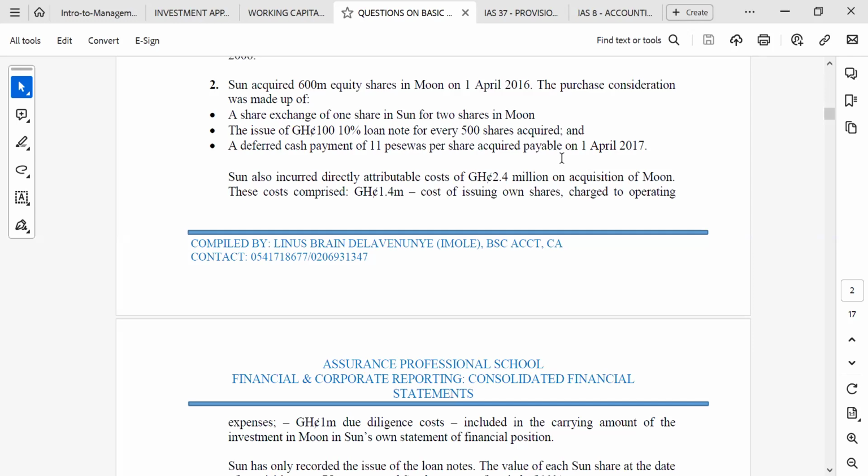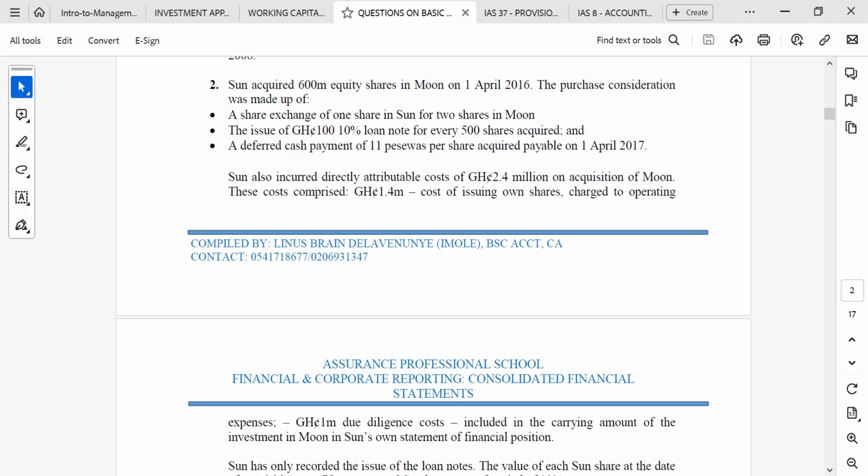Who is reading for us? Sam acquired 600 million equity shares in Moon on 1st April 2016. The purchase consideration was made up of a share exchange of one share in Sam for two shares in Moon. You need to determine the group structure. You are not given a percentage, but you are given the number of shares. They are saying that you have acquired 6 million of the shares of the subsidiary.